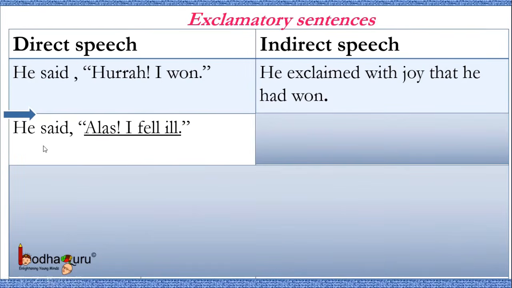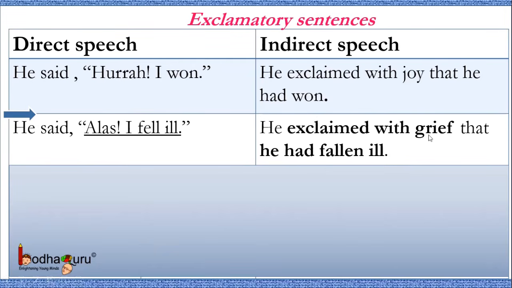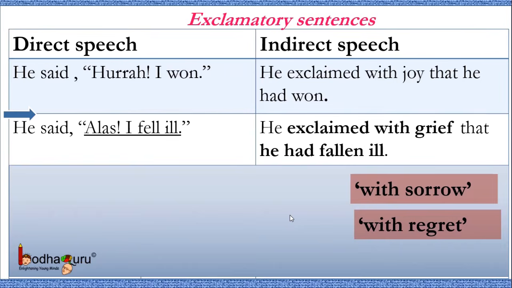Coming to the next sentence, he said, alas, I fell ill. This gets changed to he exclaimed with grief that he had fallen ill. Here the interjection alas was used, which expresses grief or sorrow, and hence we used with grief. Instead of with grief, we can also say he exclaimed with sorrow that he had fallen ill. And in some cases, if it is expressing regret, we can use with regret. I got changed to he as per the subject of the reporting verb, and past simple tense got changed to past perfect tense. Fell became had fallen in indirect speech.